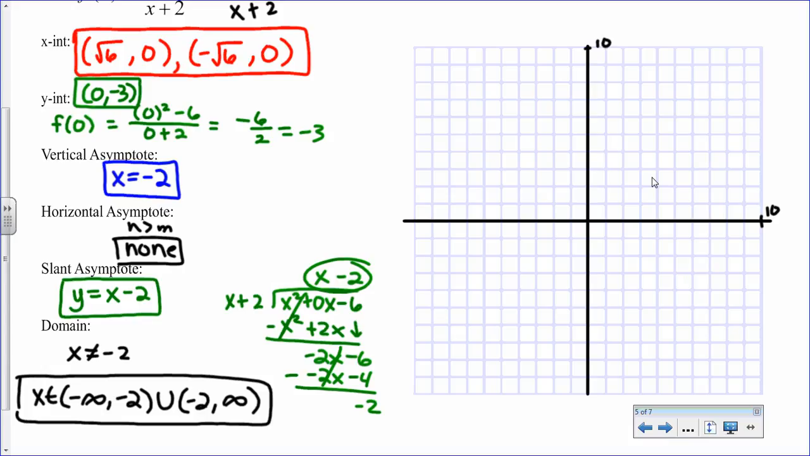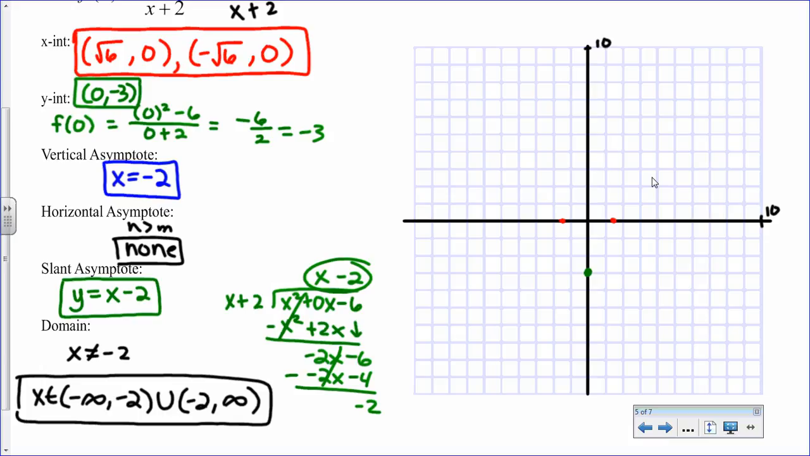Okay, my x-intercepts. So square root of 6 is approximately what? 2.4, something like that. Okay, so I have 2.4 and negative 2.4. I have a y-intercept at 0, negative 3. A vertical asymptote at x equals negative 2.